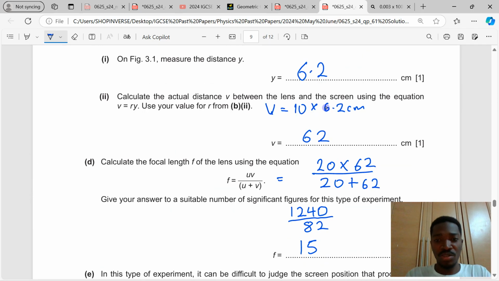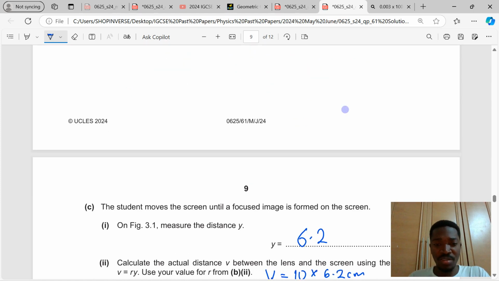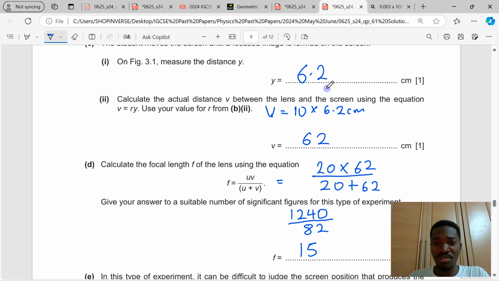Now, this is the main question. This is where you start working. Calculate the actual distance V between the lens and the screen using the equation V equals R times Y. We have already gotten the scale factor R as 10. So if you multiply the scale factor by the distance you have on the diagram, which is 6.2, we get the actual distance as 62 centimeters.